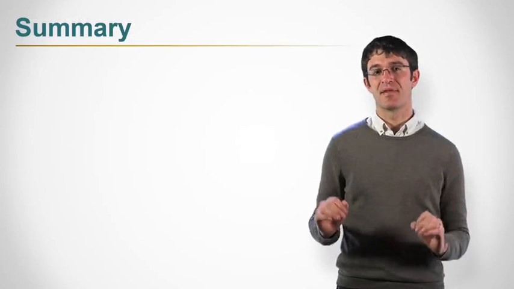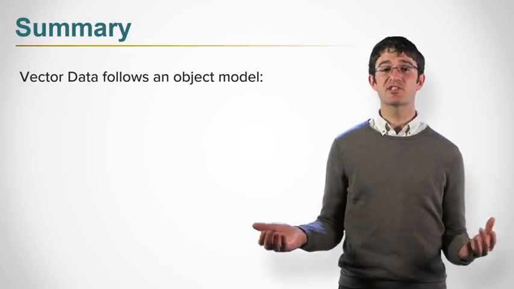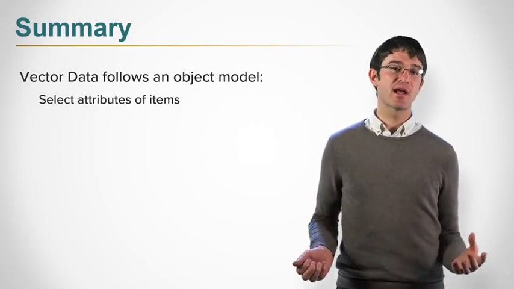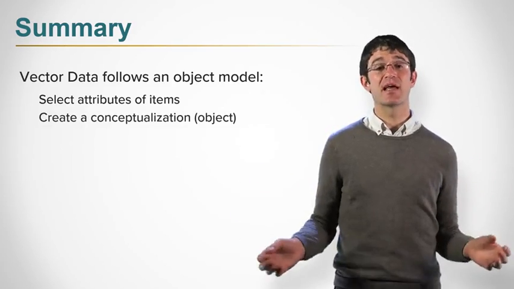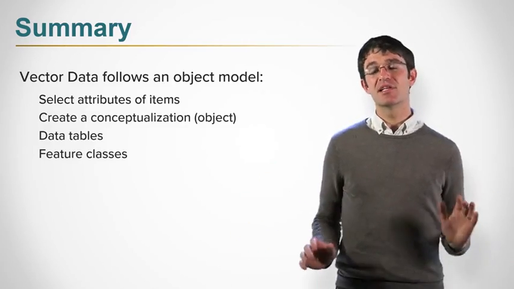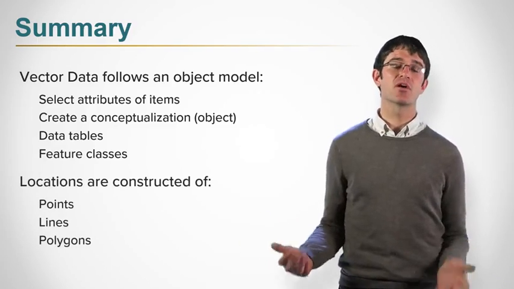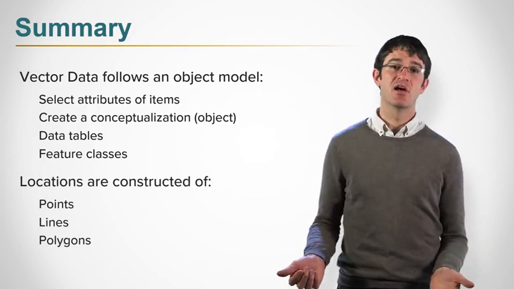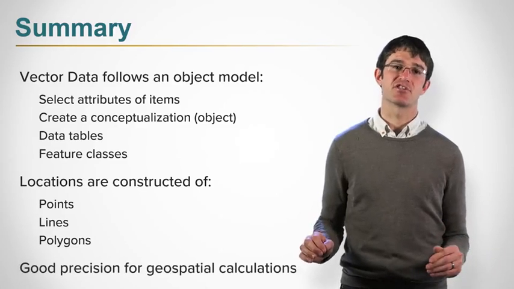Let's stop here. To sum up, vector data follows an object model where we select attributes of items of interest and we gather them to create a conceptualization called an object. When we collect them together, we get data tables, and when we add locations, we get feature classes. These locations are constructed of points, or points chained together into lines, or lines chained together to make polygons. Ultimately, it's a data model that provides good precision for our geospatial calculations.